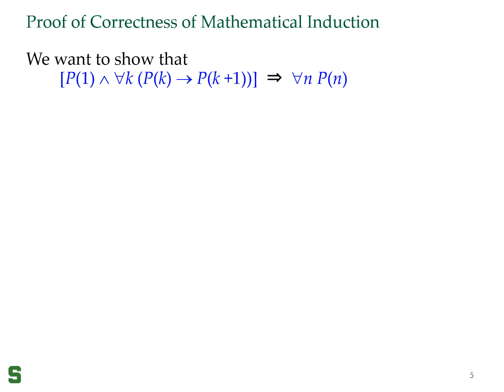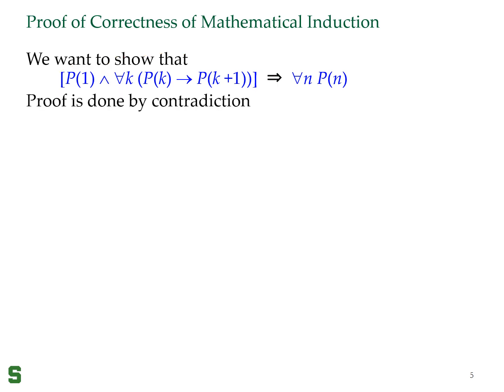Here is the proof of mathematical induction as to why it works. So in chapter 1 we studied how we write proofs. So essentially in mathematical induction we have a bunch of hypotheses, namely p of 1 is true, and for any k, p of k implies p of k plus 1. Our goal was to show that for any n, p of n is true.